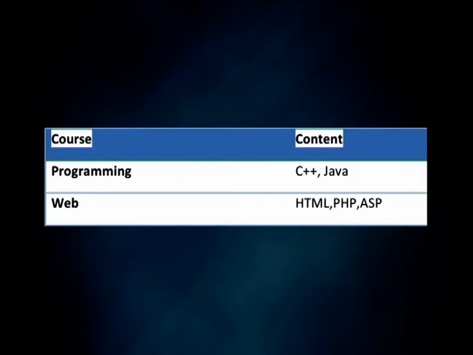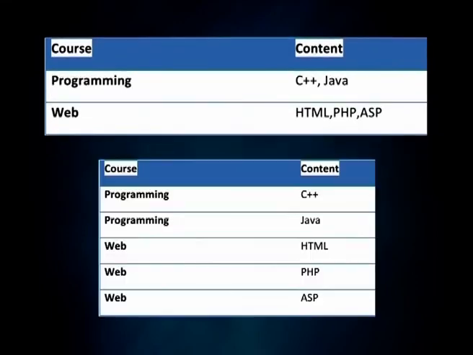So, consider another example also in which we will eliminate repeating groups. Consider the table shown in which we have an unorganized relation course with attributes course and content as follows. So, after applying 1NF, we will get the relation as shown, in which repeating groups have been eliminated.